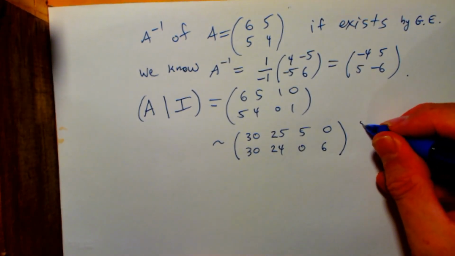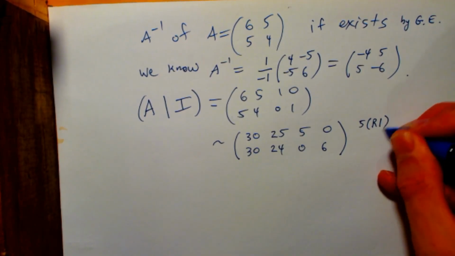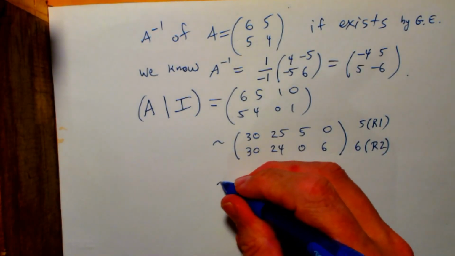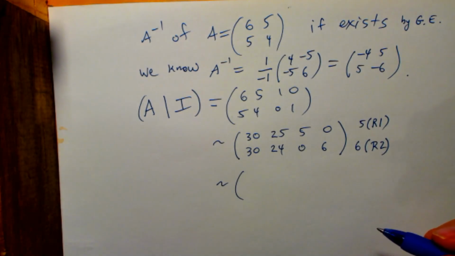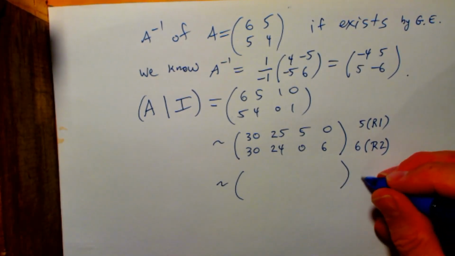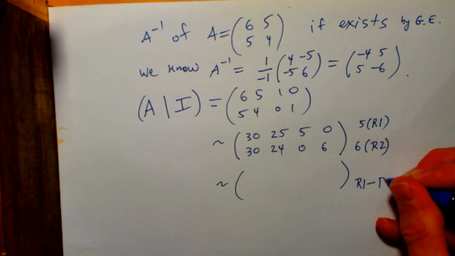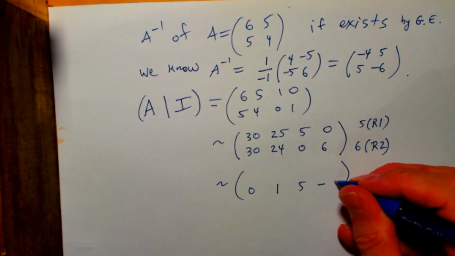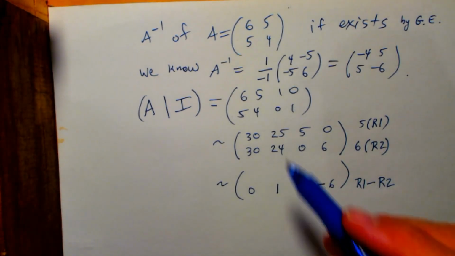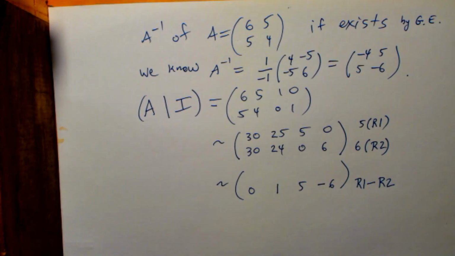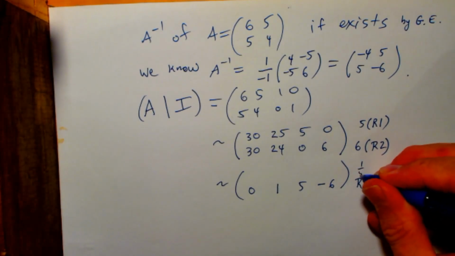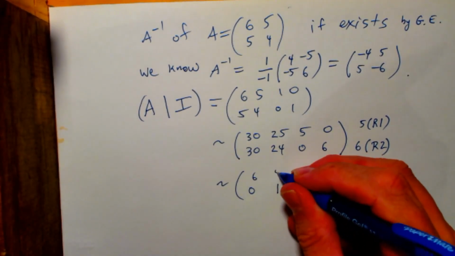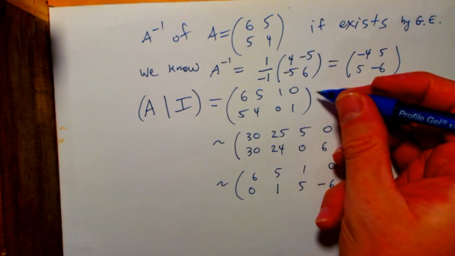Okay, and so this is 5 by row 1. This is 6 by row 2. Now I'm going to take a difference, replacing row 2 with row 1 minus row 2. So we'll have 0, 1, 5, minus 6. And then now we can replace row 1 with 1/5 of row 1. Dividing by 5, we've got 6, 5, 1, 0. In other words, what we had originally there.